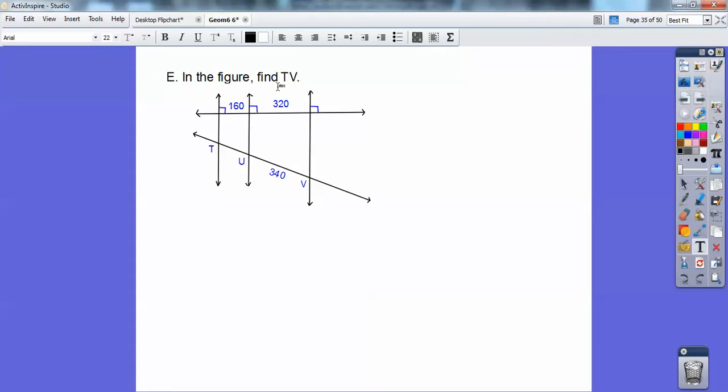Now notice it's asking for TV, so once I get X, I got to add 340 to it, but then I'll go this over this equals this side over this side right here. Okay, so I'll call it X right there. And then I'll go ahead and cross multiply, and I get X equals 170. Now it's asking for TV, you guys, so I got to add 170 to that 340, and I get 510.